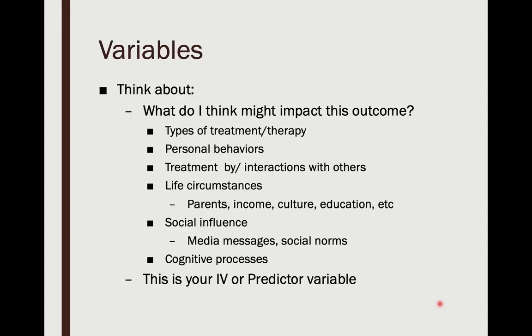The next thing you should think about when brainstorming is what might impact this outcome. So what might impact this? Maybe types of treatment or personal behaviors, interactions with others, life circumstances. So for example, what kind of parents you have, your income, your culture, social influence, cognitive processes, so many things. But this would be your independent variable or your predictor variable.